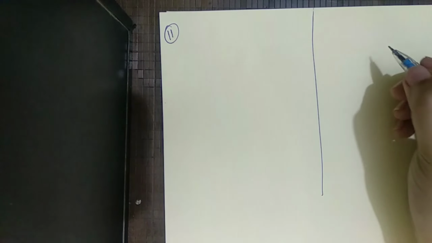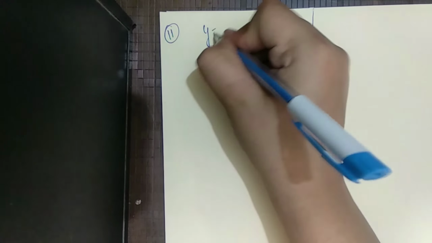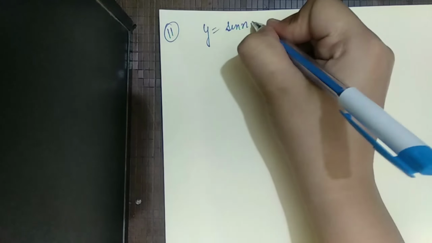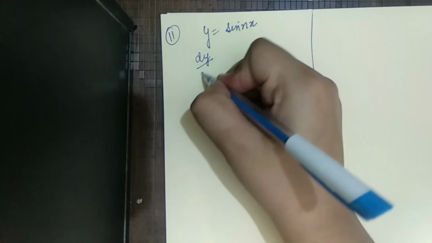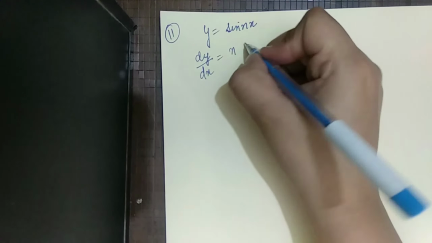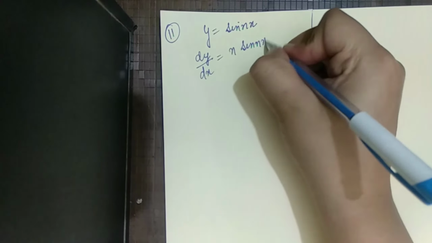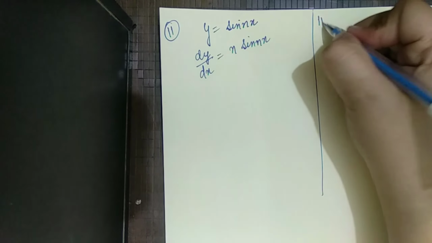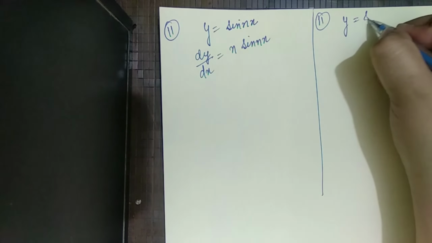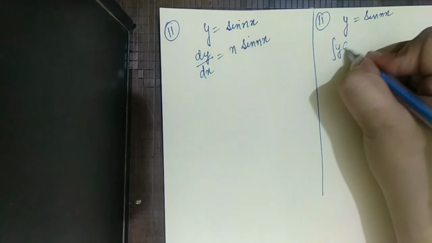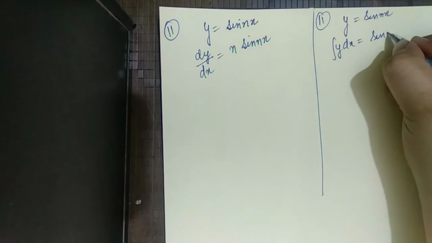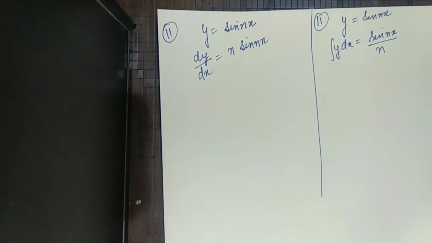If I say that y is equal to sin nx, where n is any value, 1 to 100, any value, what would be the differentiation of it? The differentiation is n cos nx. So if I take the integration of sin nx, we have multiplied by n in differentiation and here we have to divide. So it would be minus cos nx divided by n. Clear? Okay.